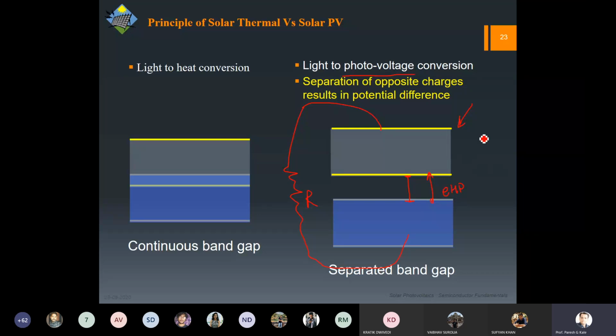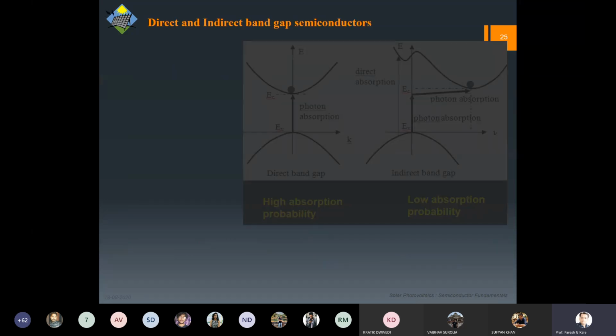There are three steps in solar cell working. First, sorry, the first one is generation. Then we have separation, and then we have recombination. So this is how, in three steps, the solar cell works.